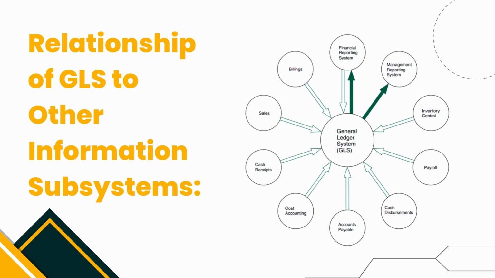This is the relationship of the General Ledger System to other information subsystems. The light arrows are the business transactions that go into the General Ledger System, and then that overall information goes to the Financial Reporting System and Management Reporting System, as you can see with the dark arrows.